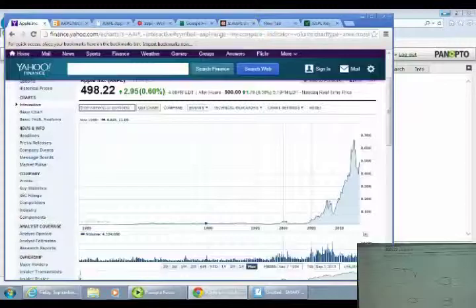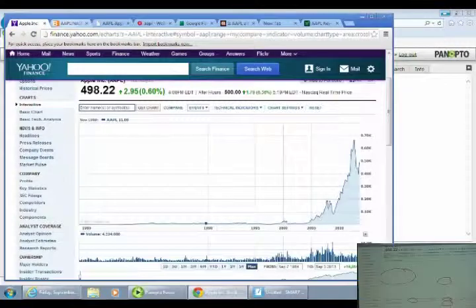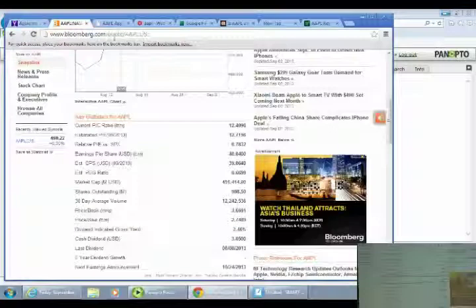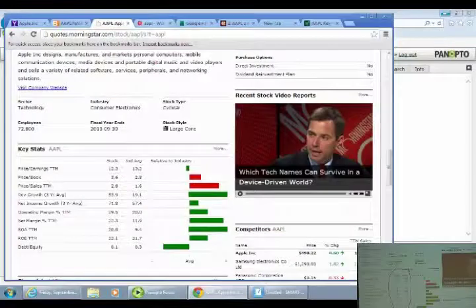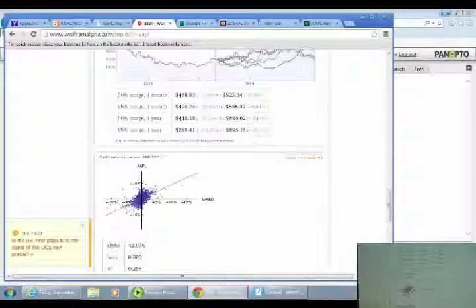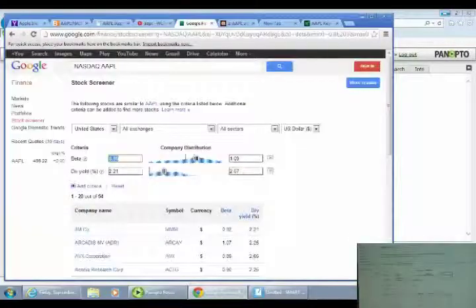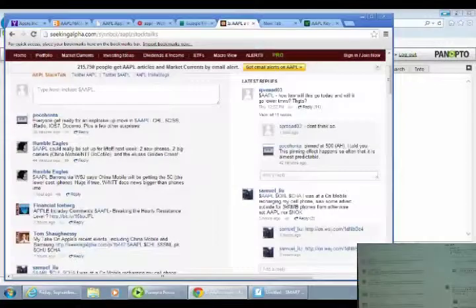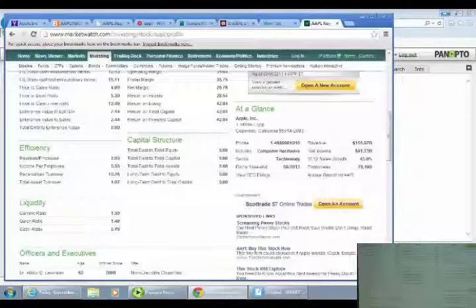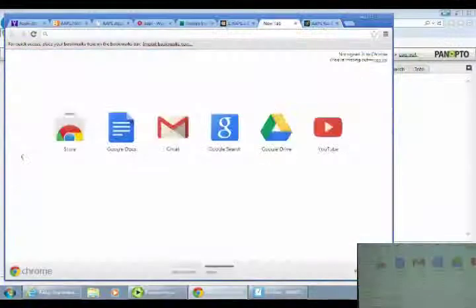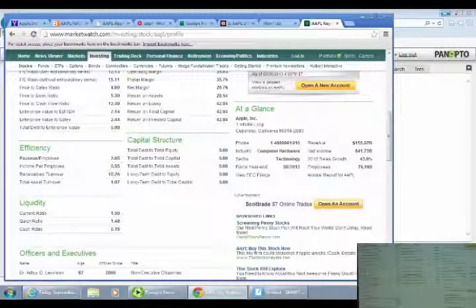Just to go through, we looked at finance.yahoo.com. We looked at Bloomberg.com. We looked at Morningstar. We looked at Wolfram Alpha. We looked at Google Finance. We looked at Seeking Alpha. And MarketWatch too. So those are some of the ones. Highly recommend them. There's many other free ones available as well. But that's a good starting point.